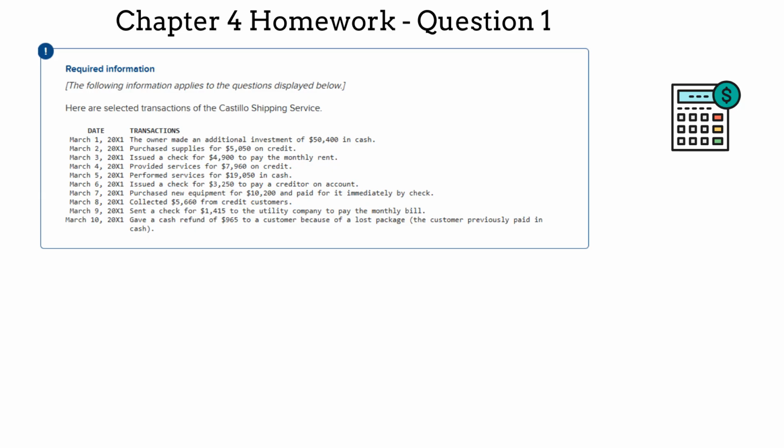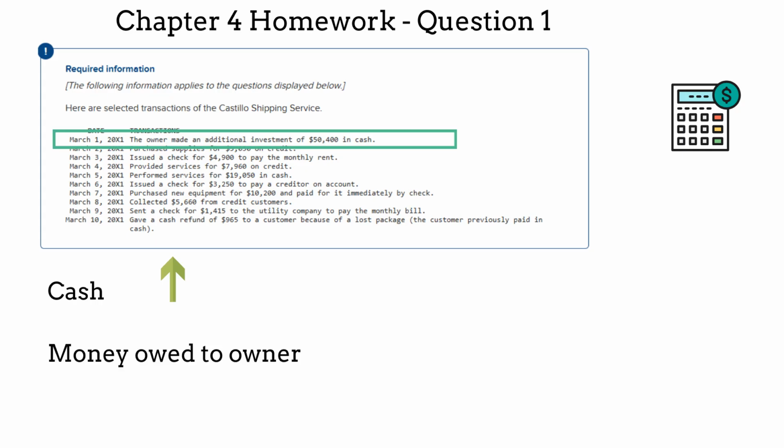Let's start with Exercise 1 and analyze the first 2 transactions together. On March 1st, the owner made an additional investment of $50,400 in cash. Please remember that all business transactions have at least 2 parts, 1 debit and 1 credit. In Step 1 of our 3-step process, we determine what accounts increased or decreased. In this transaction, the business now has more cash. So, cash increased. The business also now owes more money to the owner. So, money owed to the owner increased.